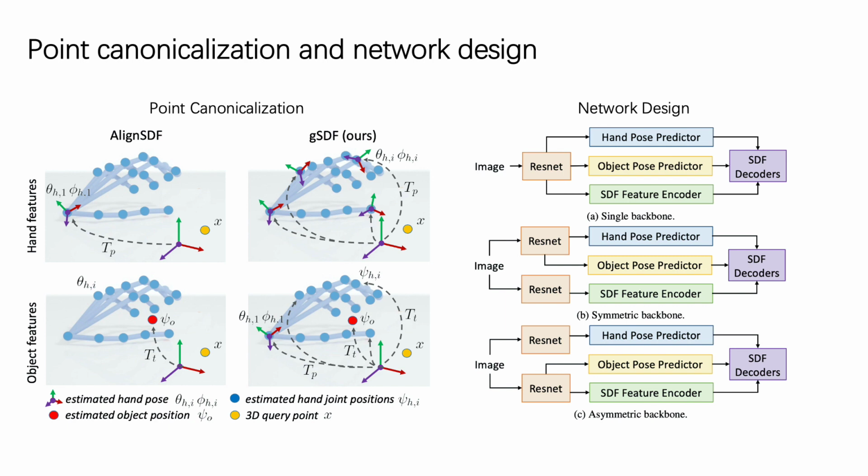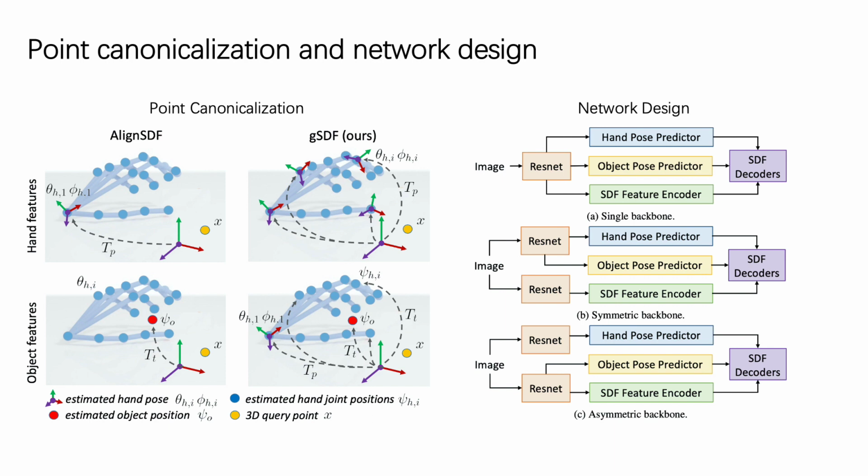Also, for the object kinematic features, we additionally use the relative translations between the object center and all hand joints, which produce richer cues for the object reconstruction.